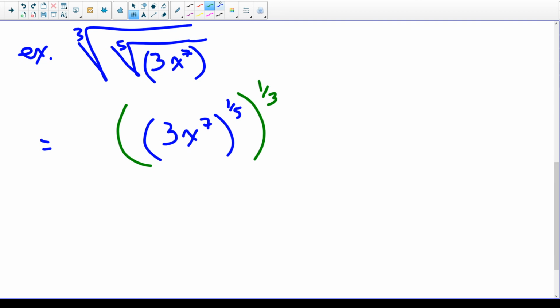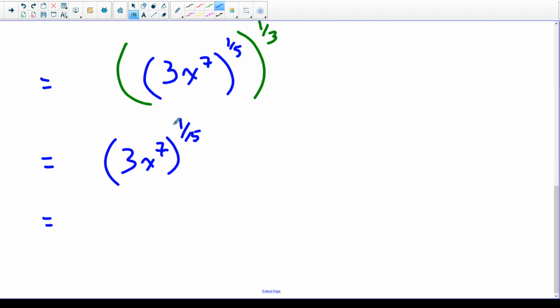Right? And let's propagate this. So we'd have 1/5 to the 1/3. That's a power of a power. So we multiply top times top, bottom times bottom. So that gives 3x to the 7 to the 1/15. And if we wanted to go even further in a case like this, we could then apply the outer power to all the inner powers. Remember that the 3 has a power of 1 there, so that would become 3 to the 1/15 and x to the 7/15. And that would be writing our answer as an exponent form instead of radical form.